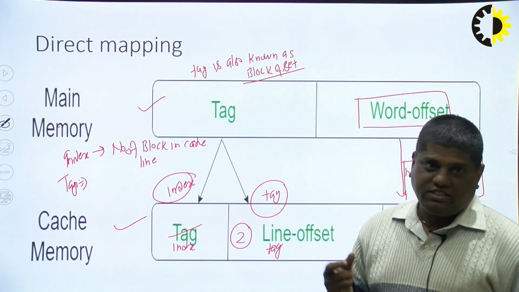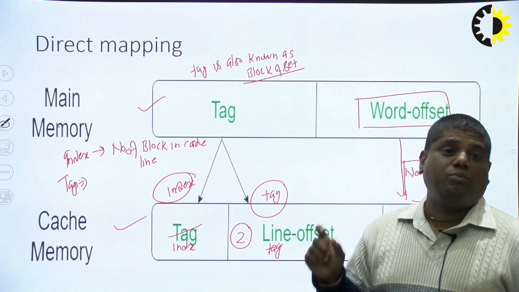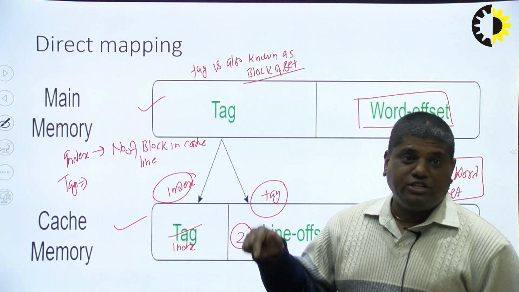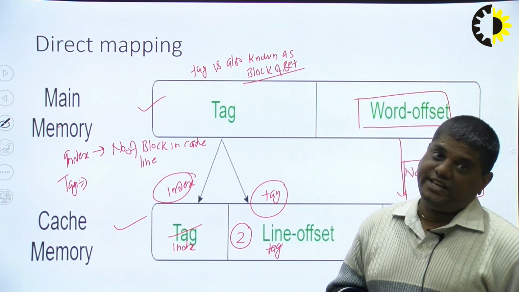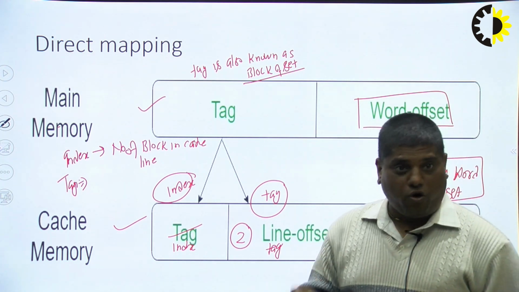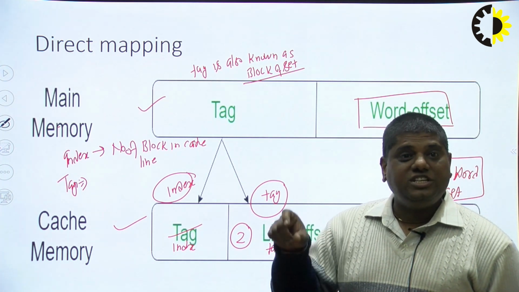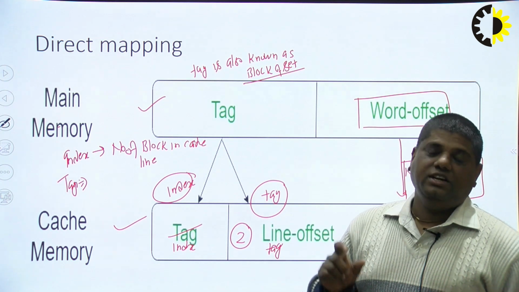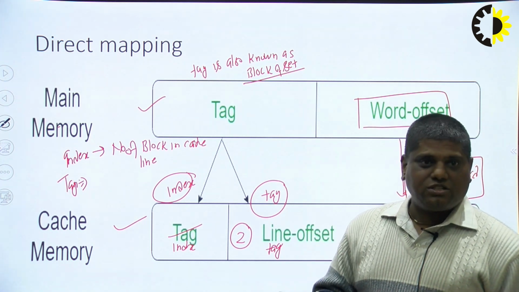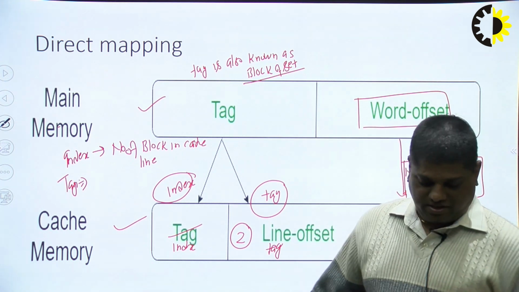What is the tag? The tag is simply the number of blocks that can be accumulated in the cache. And what is the index? The index is the number of blocks available in the cache. This is known as the logical address of the cache memory.